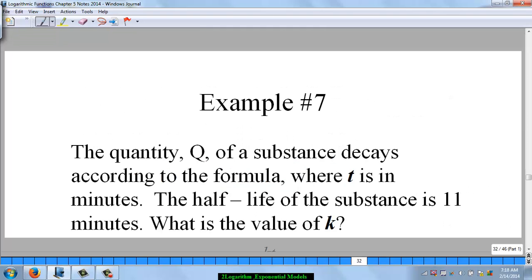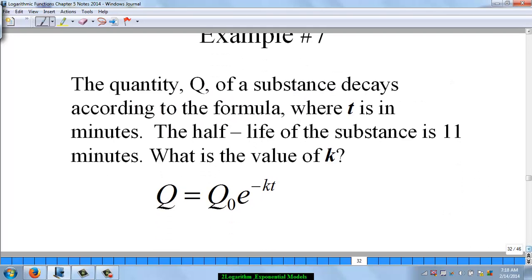All right. Let's look at example 7. The quantity Q of a substance decays according to this formula, where T is in minutes. Okay, that's interesting. The half-life of the substance is 11 minutes. So they're telling you the half-life of it. What is the value of K?